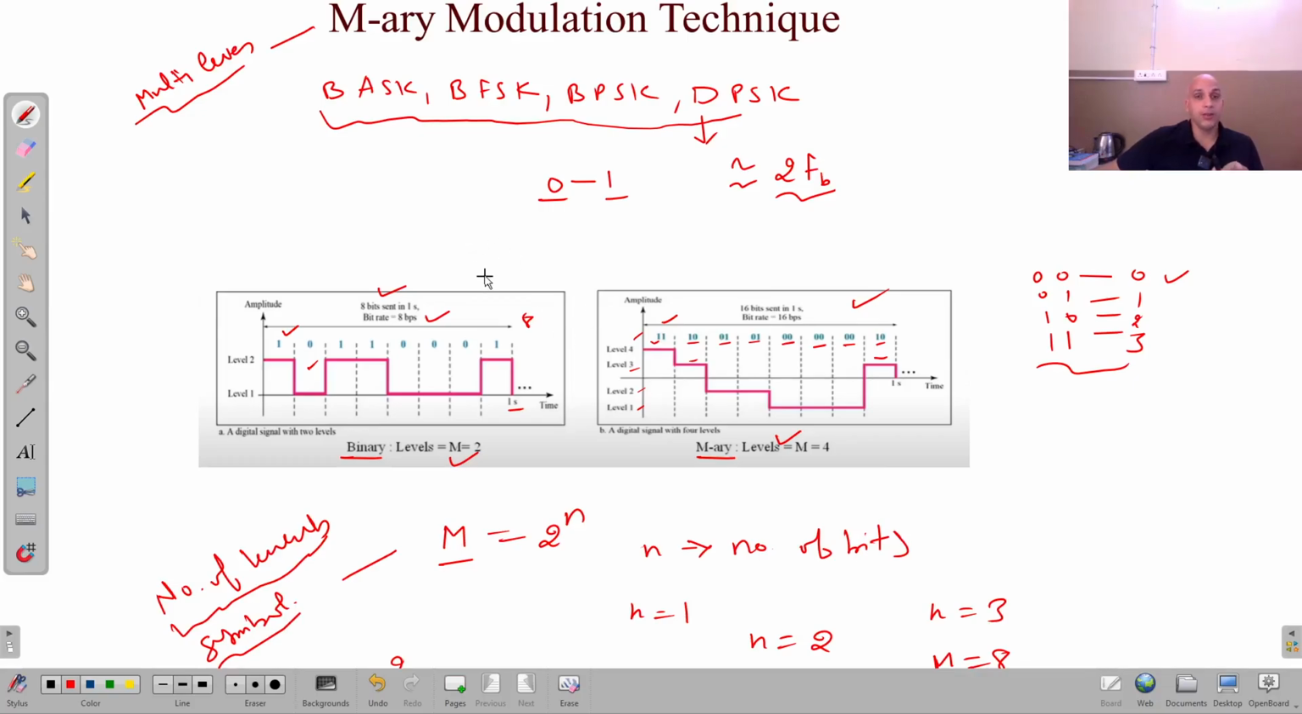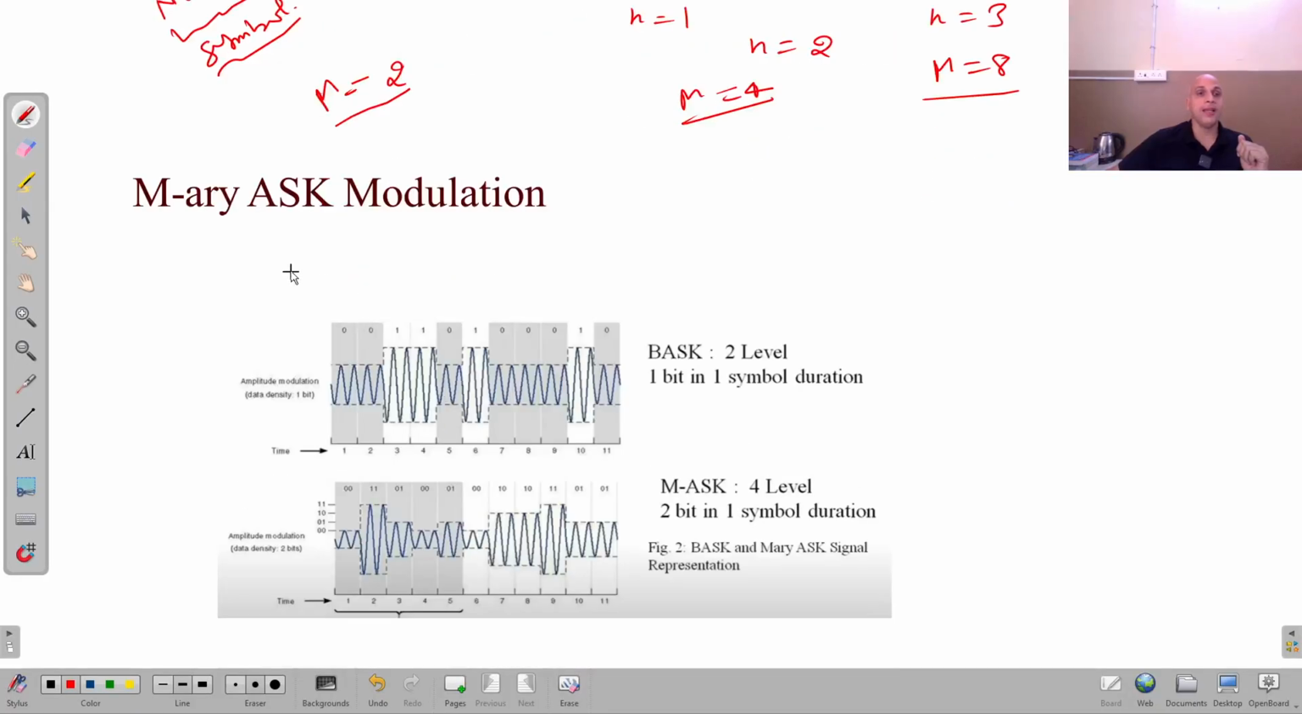Now I am coming to all the M-ary modulation techniques one by one. It can be M-ary ASK, it can be M-ary FSK, it can be M-ary PSK. All these three techniques will be discussed one by one in this lecture. So first of all, I am coming to the M-ary amplitude shift keying modulation technique.